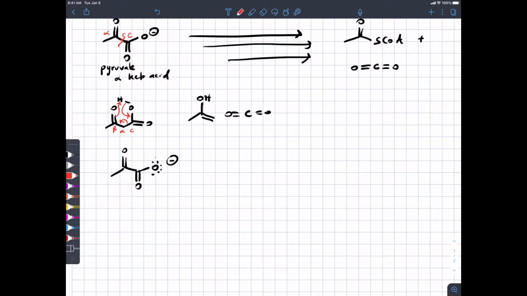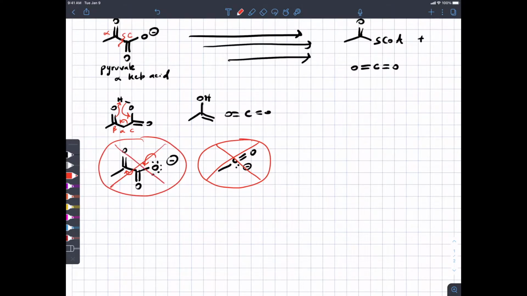So imagine these electrons kicking down. Where would the electrons in that bond between the carbonyl carbon and alpha carbon go? Well, you would make this weird anion, and that's really unstable. So we'll put the big X of doom on that one, because that just can't happen. So we need a different strategy.